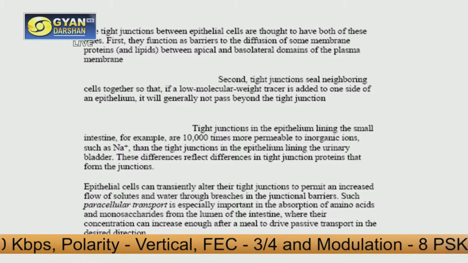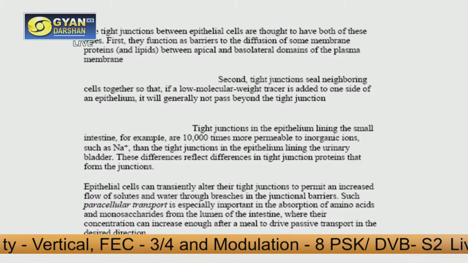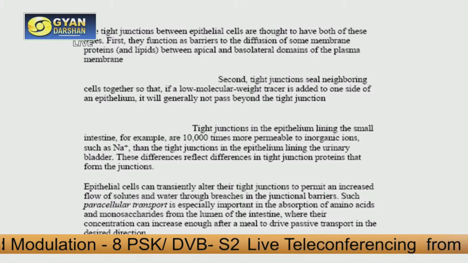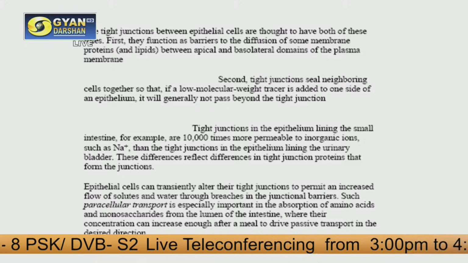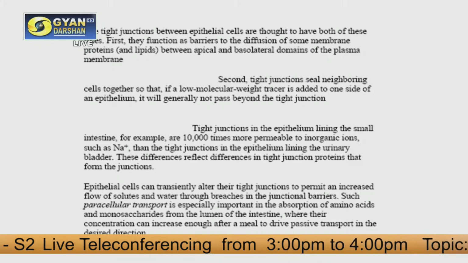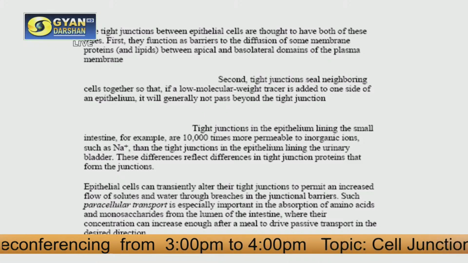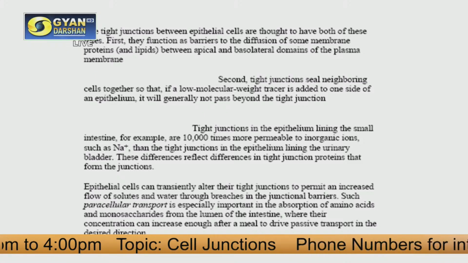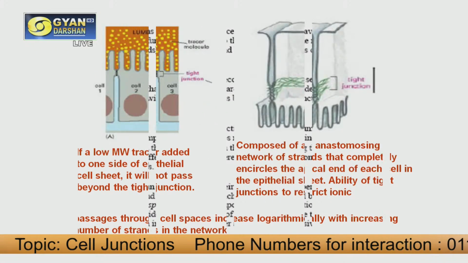So there is a distinct difference in the property of the tight junction in different cells. That is, in the intestinal cell and in the epithelial cell, their properties are different. These differences reflect differences in the tight junction proteins that form the junctions.